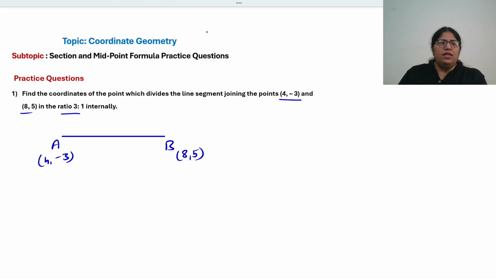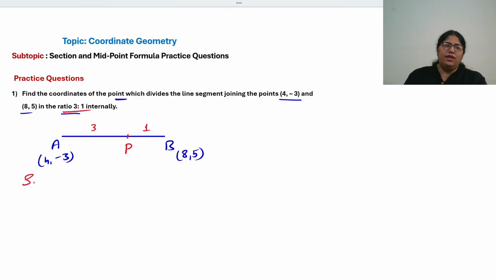Now there is a point P, if I take it, which is dividing this line segment AB in the ratio of 3 is to 1. So if I take point P here, then here I can write down 3, here I can write down 1, because P is dividing AB into 3 is to 1 ratio. So how will we start? You know that because the dividing ratio is given.